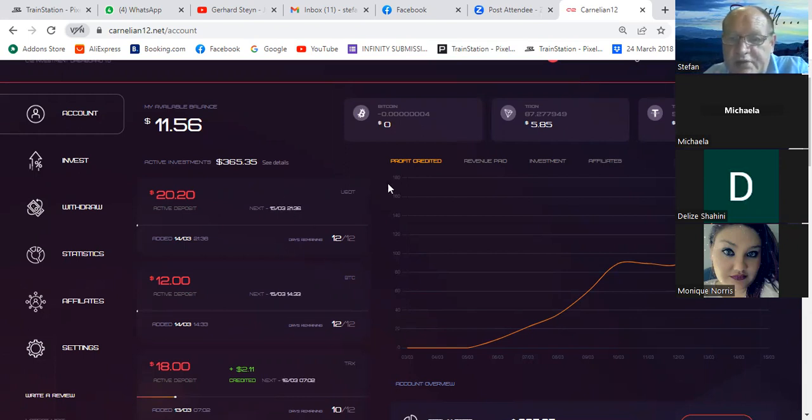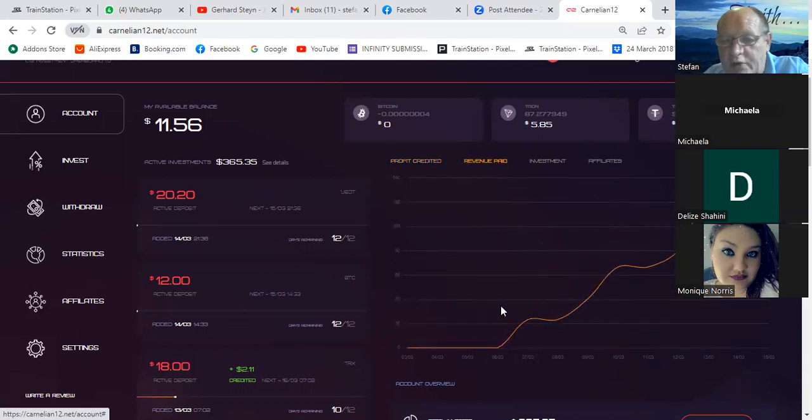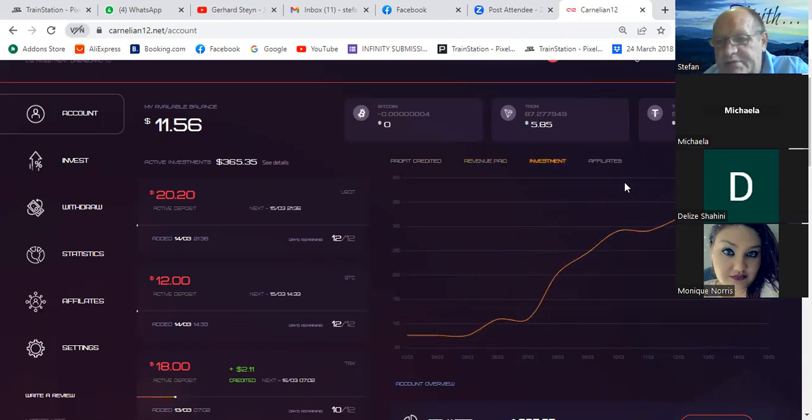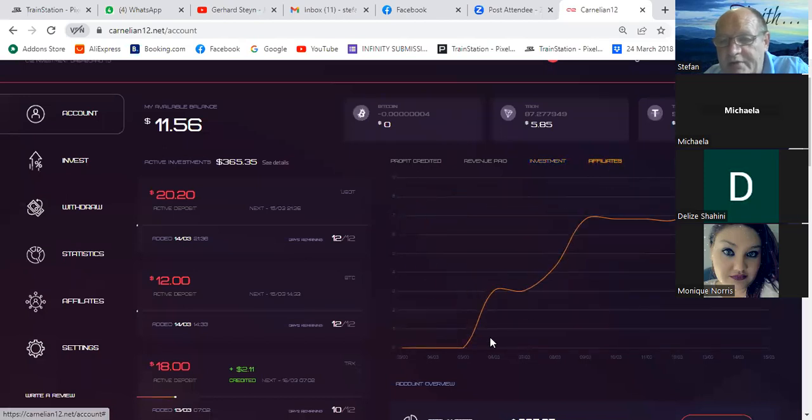Also on this page, you've got profit credited for the people that like graphs. Profit credited there is from the start. That's the profit we made on this one up to there. Revenue paid is your withdrawals. There I started withdrawing, taking out and putting back. This is the investments. And there's the affiliate bonus, which is a total now of $9.